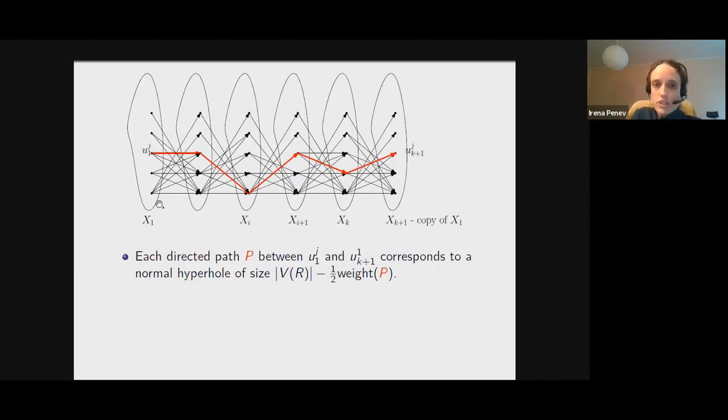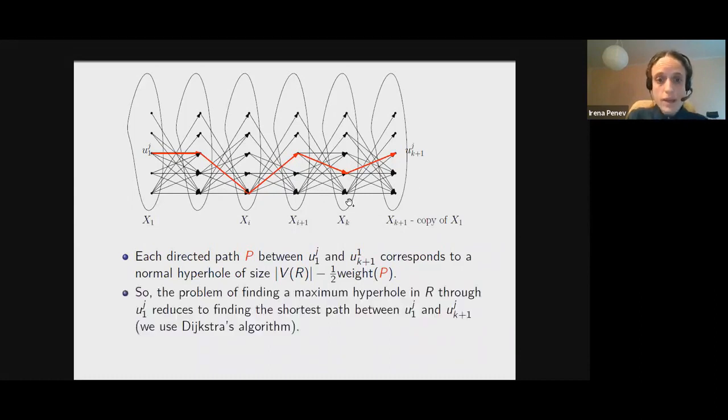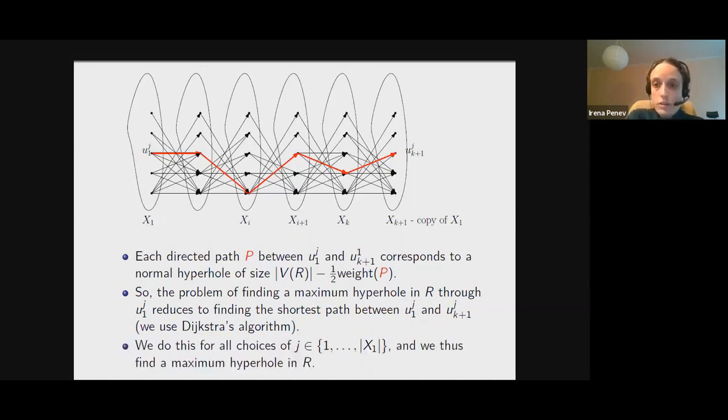Okay, so what do we need to do? Well, we just need to find the weight of the minimum weight path in order to find the maximum hyperhole. And how do we find the minimum weight path, the shortest path? We know how to do that. Dijkstra's algorithm allows us to do that. So that's how you find the chromatic number of a ring. Okay, so you do this for all possible choices of this vertex. You find the maximum hyperhole containing this guy and everybody below it and nobody above it. And then you compare all the results and you get your maximum hyperhole. And as I explained, this will then give you the chromatic number of the ring.